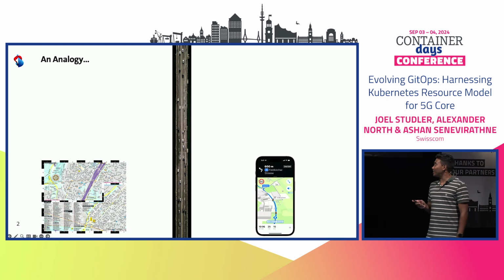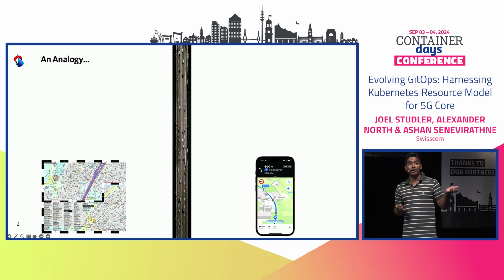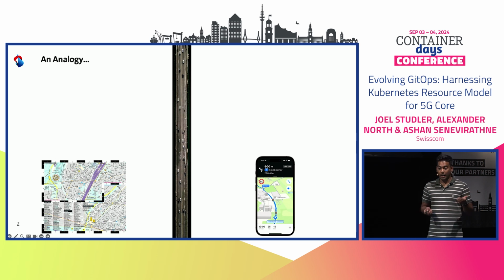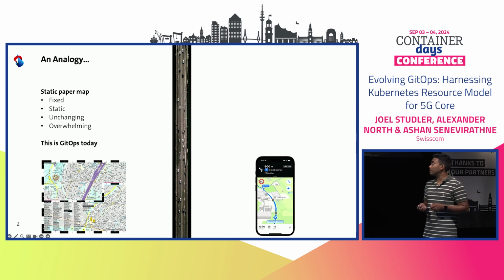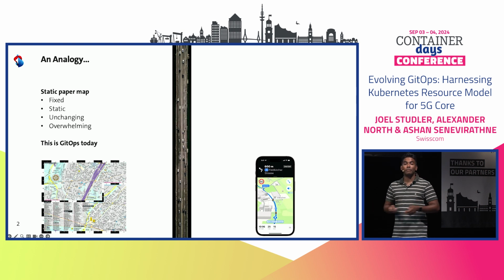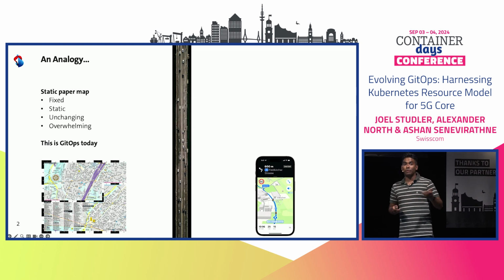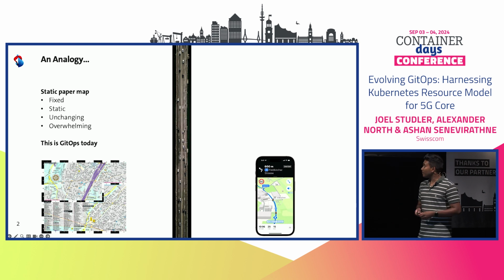So let's imagine we are going on a cross-country road trip. On one hand, you have this old-school paper map. It's quite static. It's fixed. It's also unchanging, and it's quite overwhelming for the user to navigate their path from one end to the other. And this is how we are experiencing the traditional GitOps model when we start applying it on our 5G core.